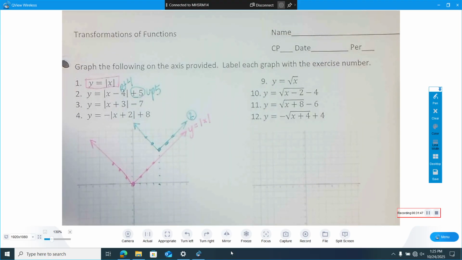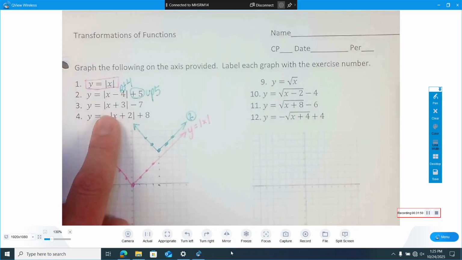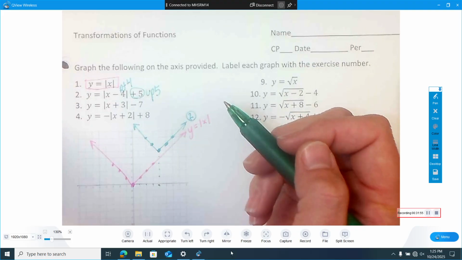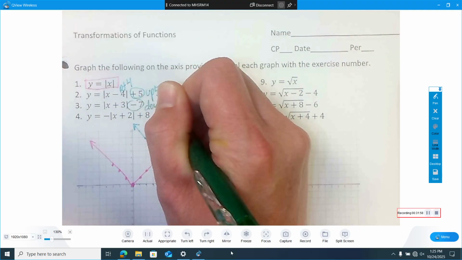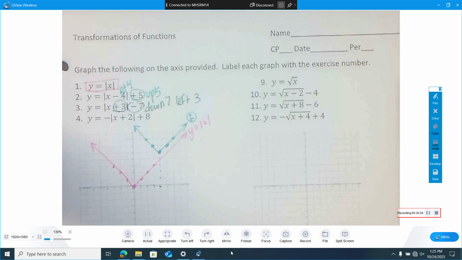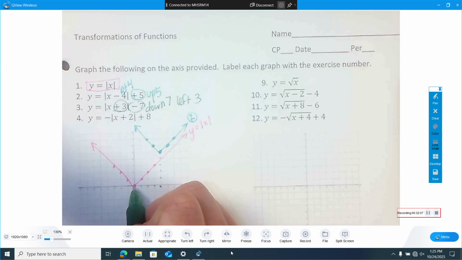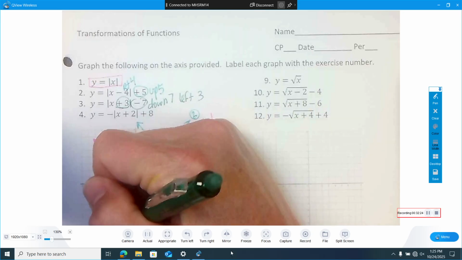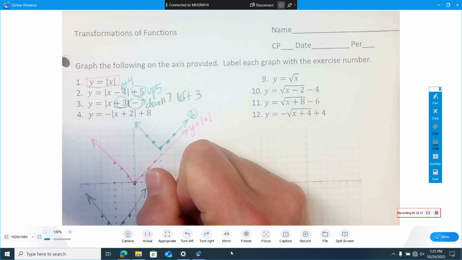All right, let's look at number 3. How does it shift? Down 7 and left 3. Very good. The plus 3 is going to visually move it to the left 3. So from my parent function, always back to my parent graph, we're going to go left 1, 2, 3, and down 1, 2, 3, 4, 5, 6, 7. And there is number 3.